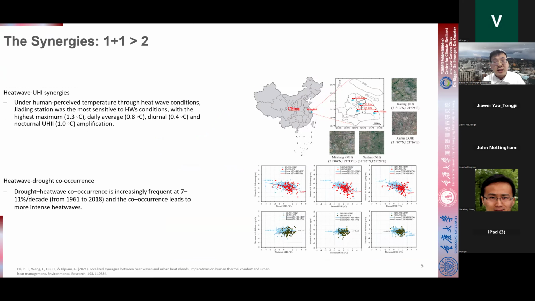Another challenge is the co-occurrence of the heat wave and the drought. According to studies, their co-occurrence is increasingly frequent, at 10 to 11% per decade. It is well known that in 2022, in Sichuan province and also in Chongqing, the city I'm in, we found the drought of the Jialing River, which is one of the bridges of the Yangtze River in China.